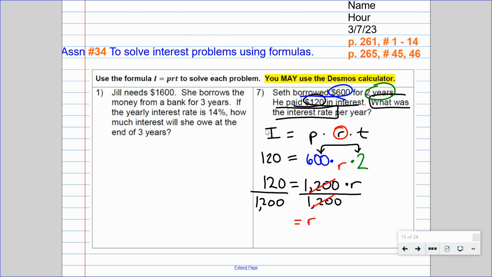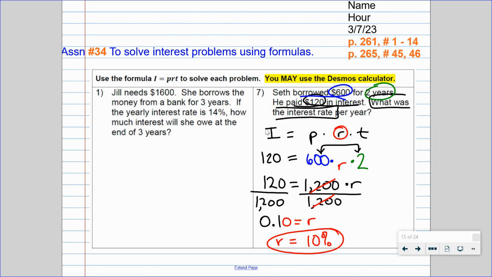Now, in this case, ladies and gents, you would get precisely 1/10, but I would argue the best answer for this is to change it to a percent. So the interest rate for this particular debt would have been a 10% simple interest rate, which is pretty stinking high.